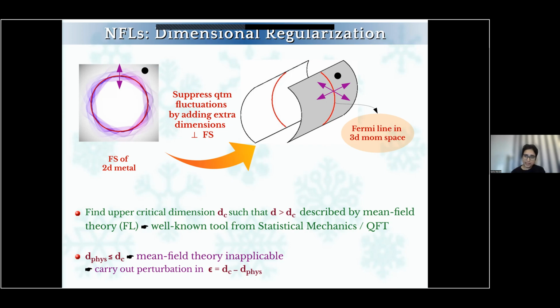Through this mathematical method, our aim is to find the upper critical dimension d_c such that if the physical dimension of the system is greater than d_c, then it will be well described by a mean field theory, in this case, a Fermi liquid theory. However, if the actual physical dimension of the system is less than or equal to d_c, then we cannot trust the universal critical scalings coming from a mean field theory. However, now we can carry out a controlled perturbative expansion in this small parameter epsilon, which is the difference between d_c and the physical dimension, as long as epsilon is small enough to justify such a perturbative expansion.